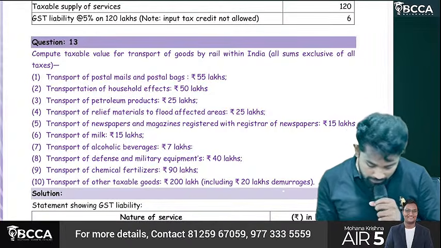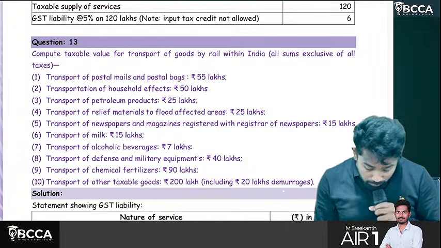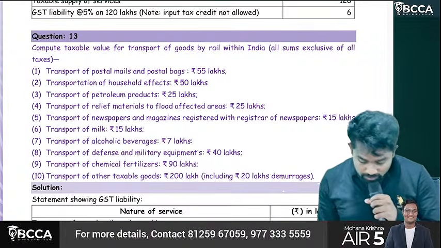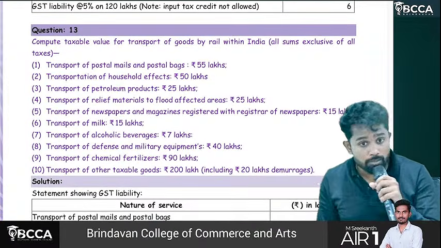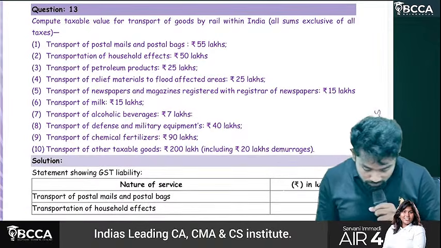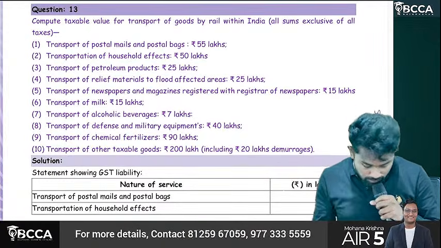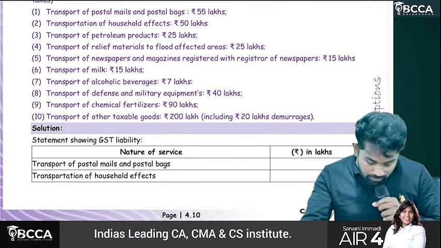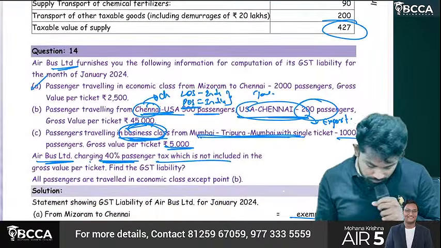So taxable. Household effects, taxable. Petroleum products, taxable. But relief materials, sir, exempted. Then newspapers and magazines, exempted, covered in Onam. Milk, exempted. Alcoholic beverages, again taxable. Defense and military equipment, exempted. Chemical fertilizers, sir, taxable. Organic manure only exempted, not chemical fertilizers. Then transportation of other taxable goods, 200 lakhs, that is also taxable.